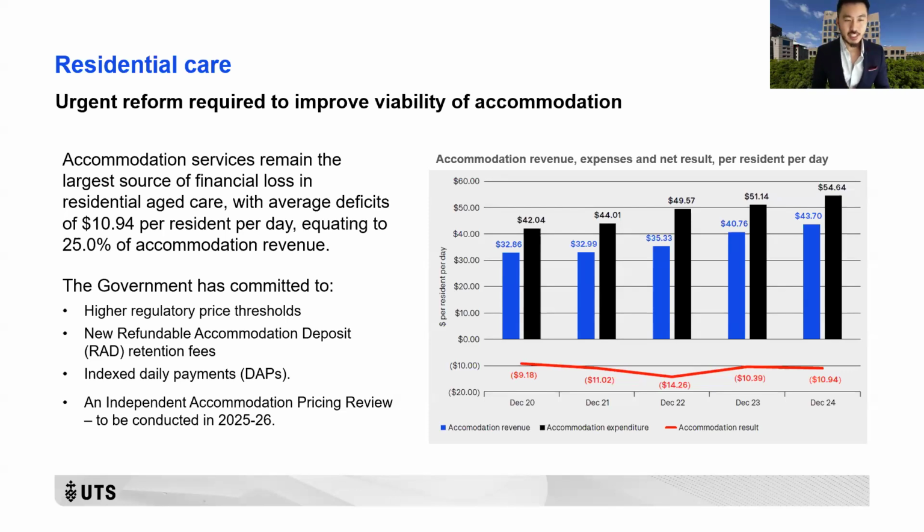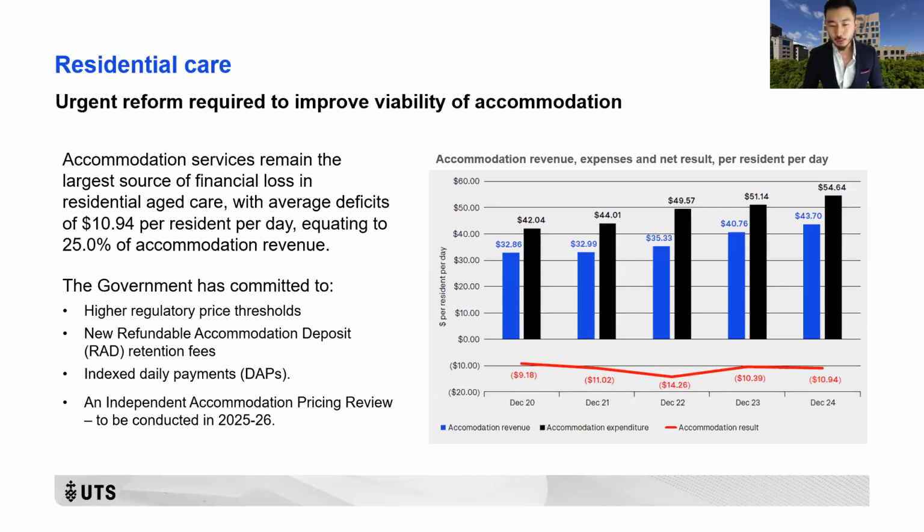If we do a bit more of a deep dive into accommodation services, they remain the largest source of financial loss in residential care. And as of December 24, there are average deficits of about $10.94 per resident per day. That equates to about 25% of accommodation revenue.